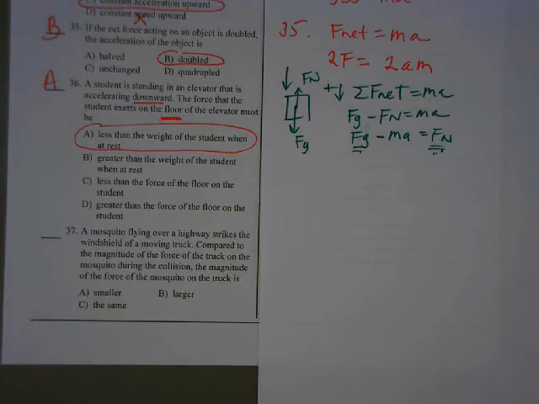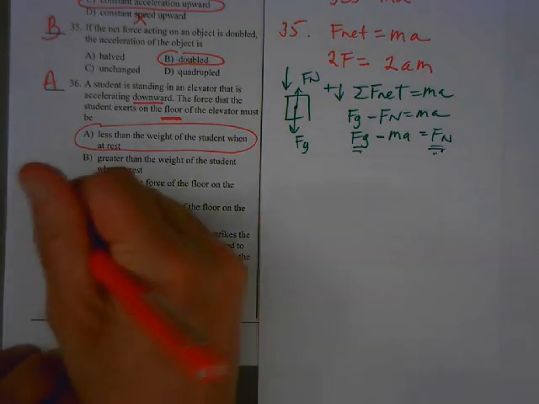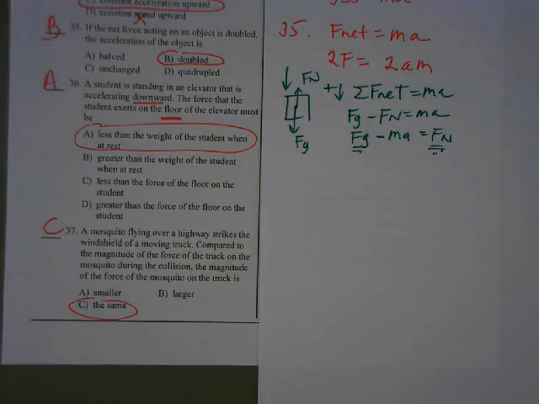Number 37, a mosquito flying over a highway strikes the windshield of a moving truck. Compared to the magnitude of the force of the truck on the mosquito during the collision, the magnitude of the force of the mosquito on the truck. So this is, again, Newton's third law. For every action, there's an equal and opposite reaction, so it's the same.